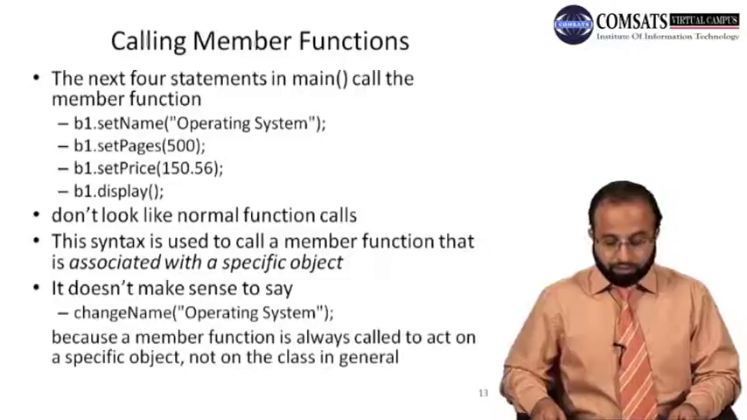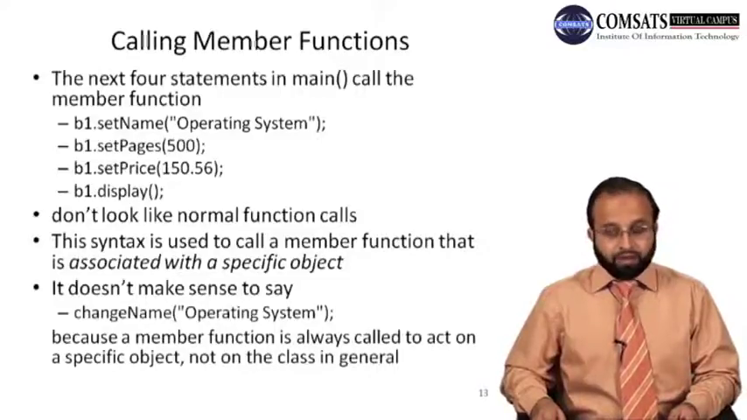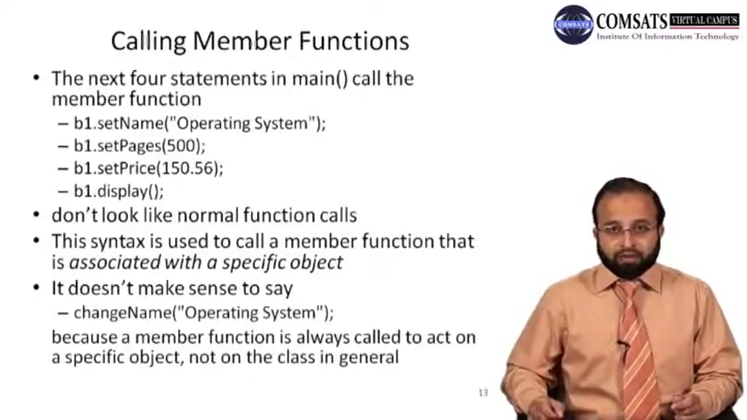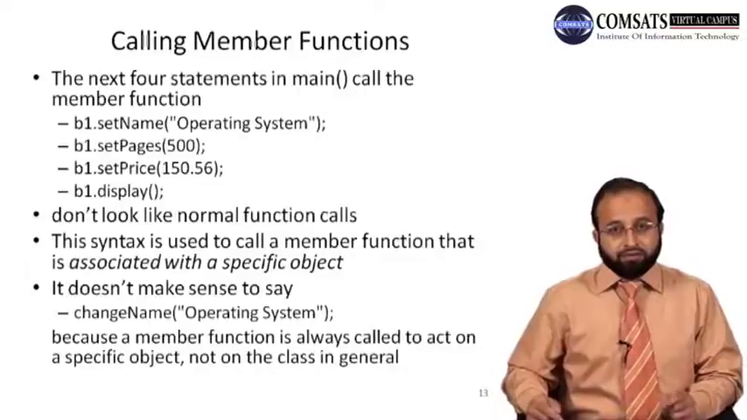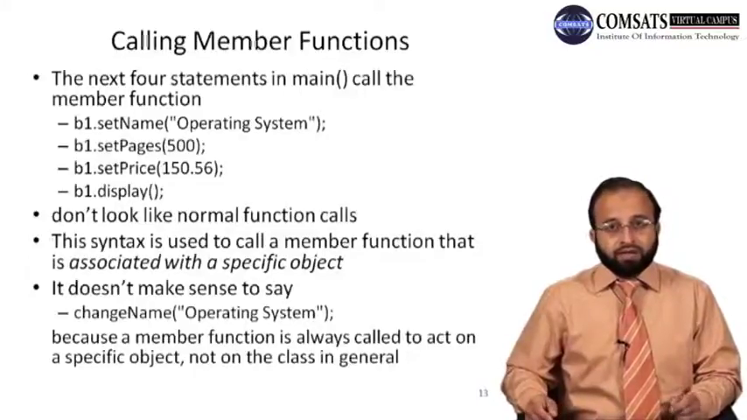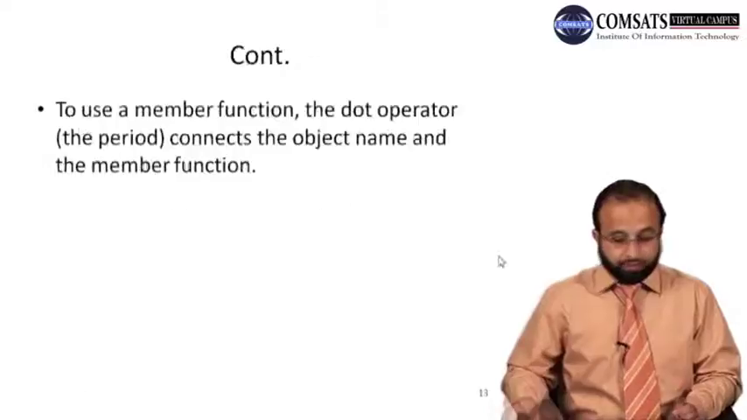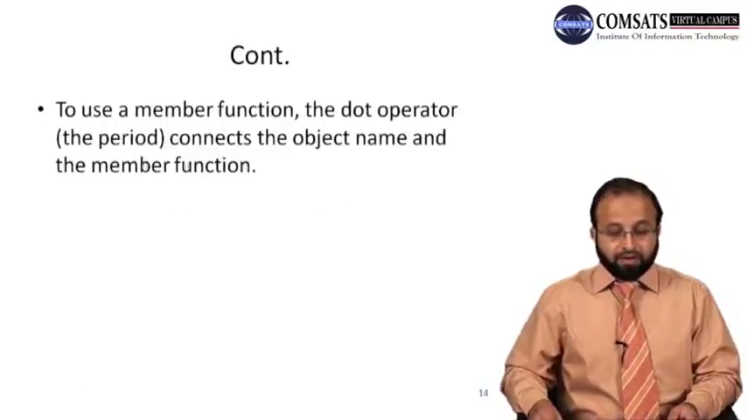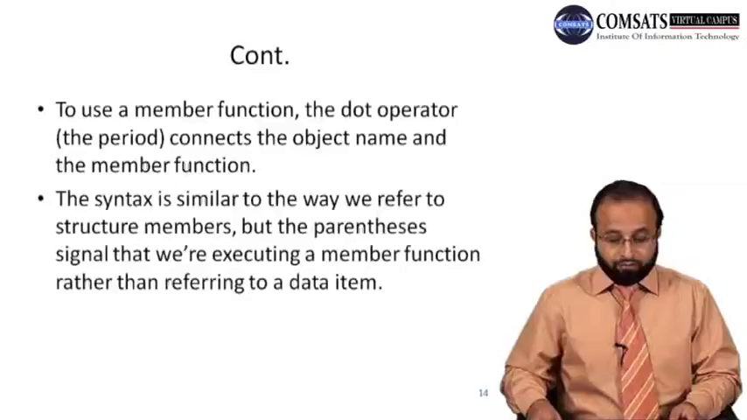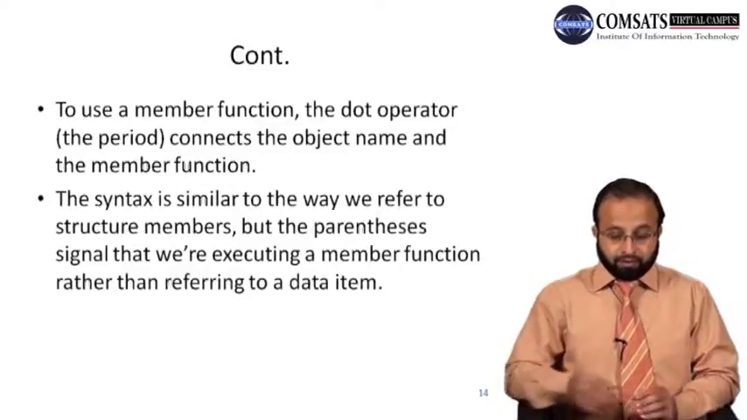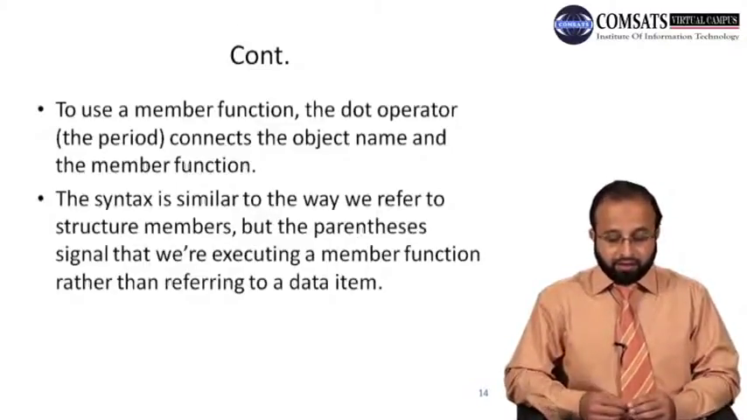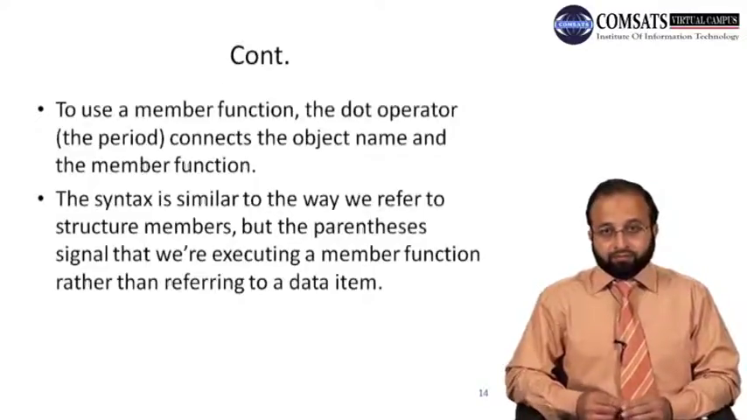Because a member function is always called to act on a specific object, not on the class in general. So member function cannot act upon the class. It has to act on some specific object that you specify on the left side of the dot operator, like here. To use the member function, the dot operator, the period connects the object name and the member function. The syntax is similar to the way we refer to the structure member, but the parenthesis signals that we are executing a member function rather than referring to a data item.